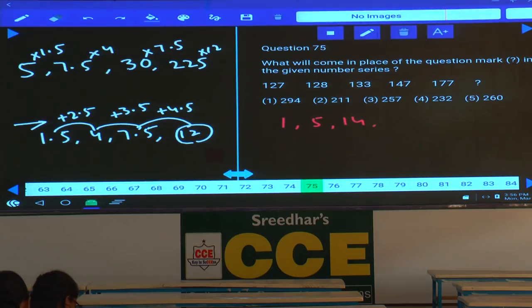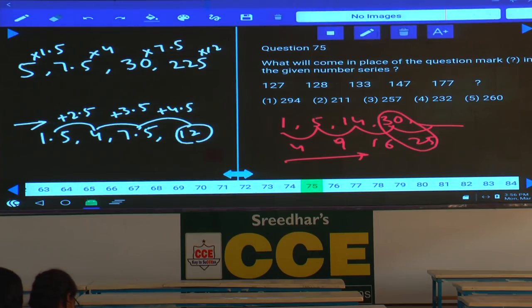And the next one is how much? 30 is the difference. Then find out the next difference. What is the difference between these two? 4. And here the difference is 9. Here it is 16. This 4, 9, 16 can be written as 2 square, 3 square, 4 square. And the next one must be 5 square, 25. 30 plus 25, how much should be added to this one? 55. 177 plus 55. What is the answer here? 7 plus 5 is 12, isn't it? And 232, choice 4.